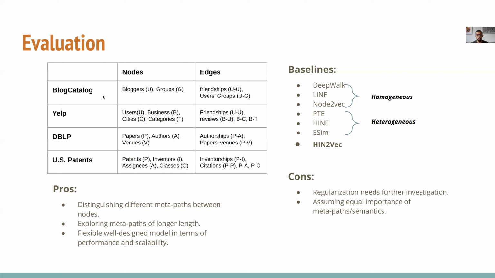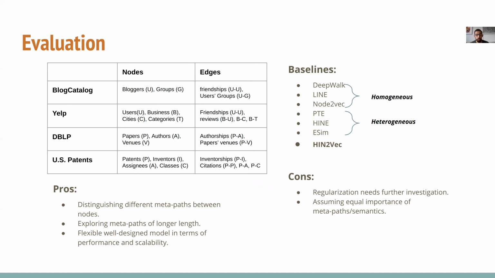And this, for example, is real life data or graphs. They also applied baselines like DeepWalk and LINE, which are homogeneous models, baseline models that were originally designed to work with homogeneous graphs. Then they also applied models that were designed to work on heterogeneous graphs, similar to HIN2Vec, and they show that they have significantly better results than all the baselines.